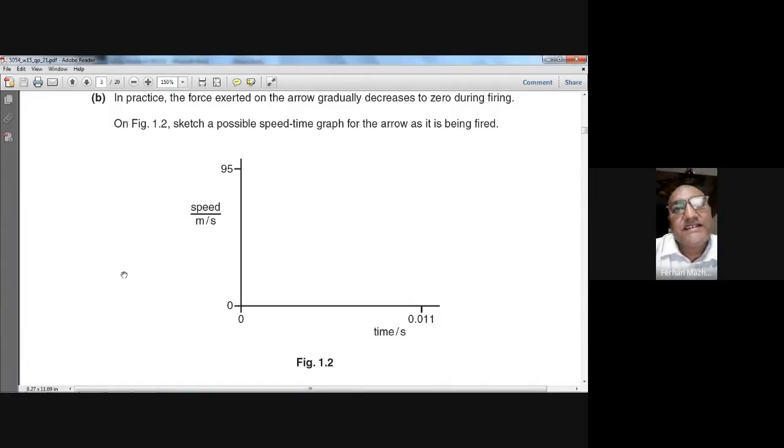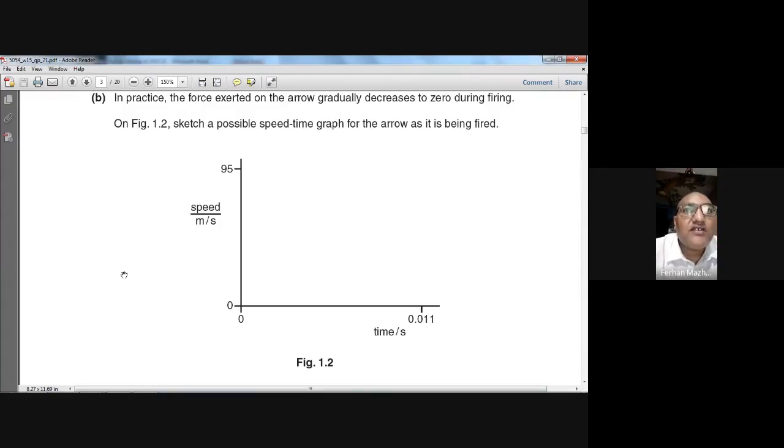So the graph is between the speed and the time, and we know that the supply of the force on it has been stopped. They gave it force and then they stopped it. So the arrow was initially at rest, and gradually it got to 95.